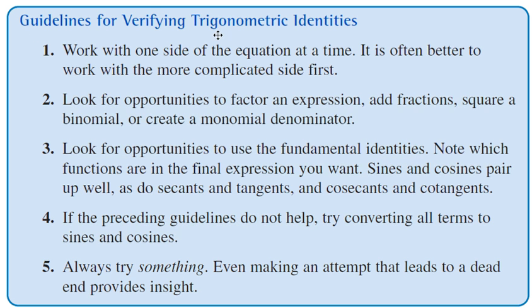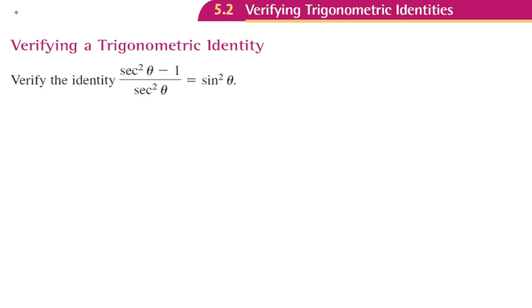First one is make sure that you work on one side. And also you want to work with the more complicated side, and look for opportunities to factor. Can you add fractions? Can you square a binomial? Just all these small things that seem to be perpetual when you're doing these types of problems. So you can read through those to give you a guideline when you're working on these proofs, I guess you could say, but we're verifying these identities.